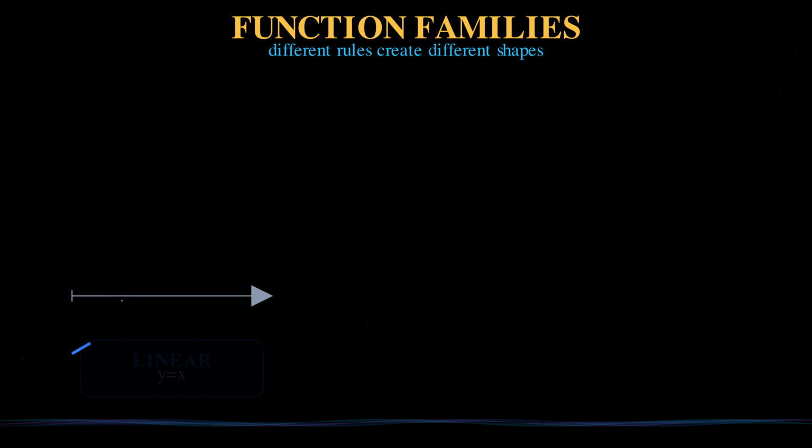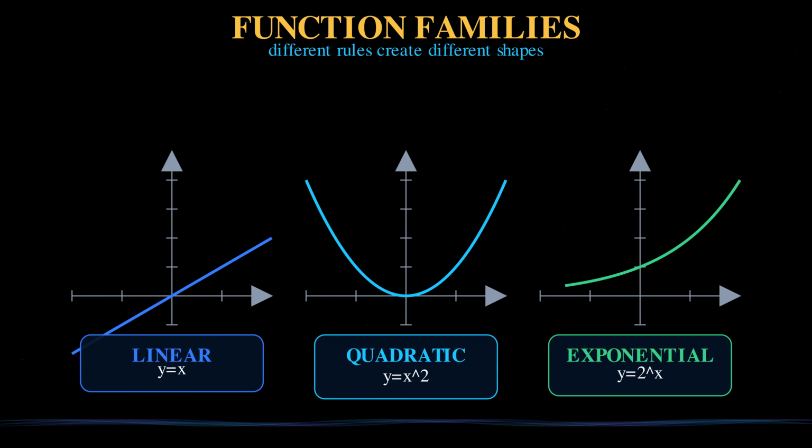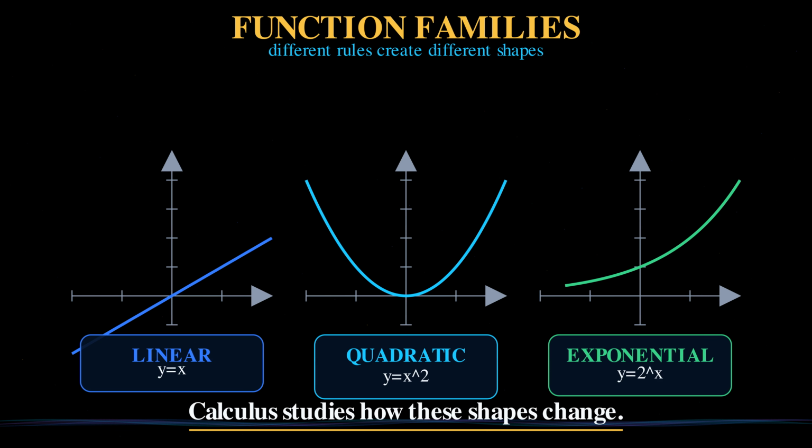Different function rules create different shapes. A linear function creates a straight line. A quadratic function creates a curve. An exponential function grows very quickly. Later in calculus, we will study how these shapes change, where they rise, where they fall, where they bend, where they become steep. That is why functions come before limits, derivatives, and integrals.